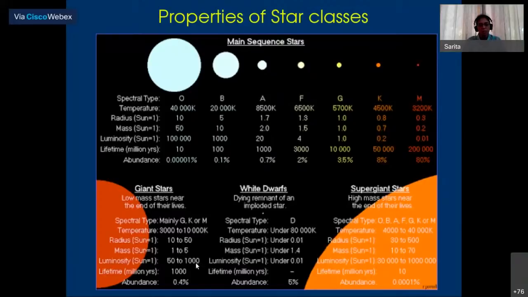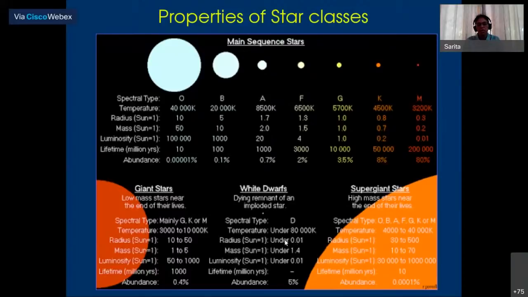Luminosity is 50 to 1000 times that of the sun. And lifetime is about 1000 million years. If I look at white dwarf stars, these are the dying remnants of low mass stars. We have not characterized a spectral type beyond O, but white dwarfs can have surface temperatures which are higher than the main sequence spectral type O. So white dwarfs generally are given a separate spectral classification of the type D. And the temperatures are usually under 80,000 Kelvin.